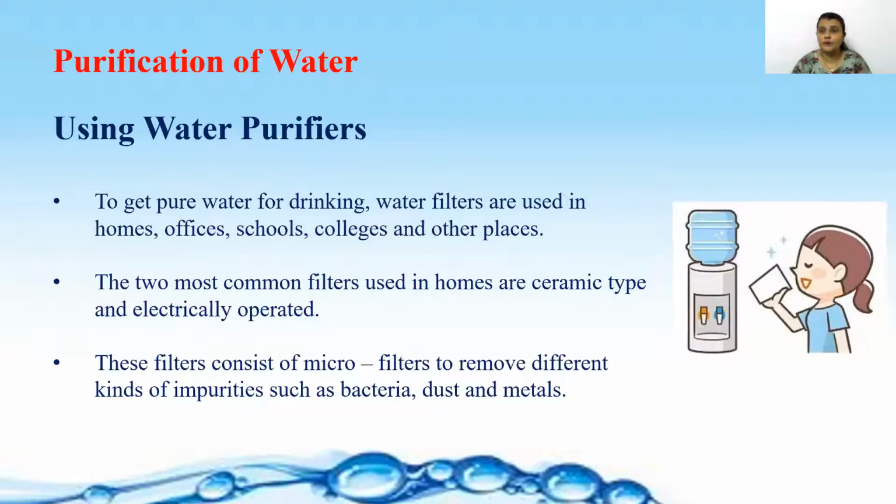You can use water purifiers. You all know about them: Aquaguards, RO systems, right? To get pure water for drinking, water filters are used in homes, offices, schools, colleges, and other places. The two most common filters used in homes are the ceramic type and electrically operated ones, right? These filters consist of microfilters, so they remove different kinds of impurities such as bacteria, dust, and metals, right?